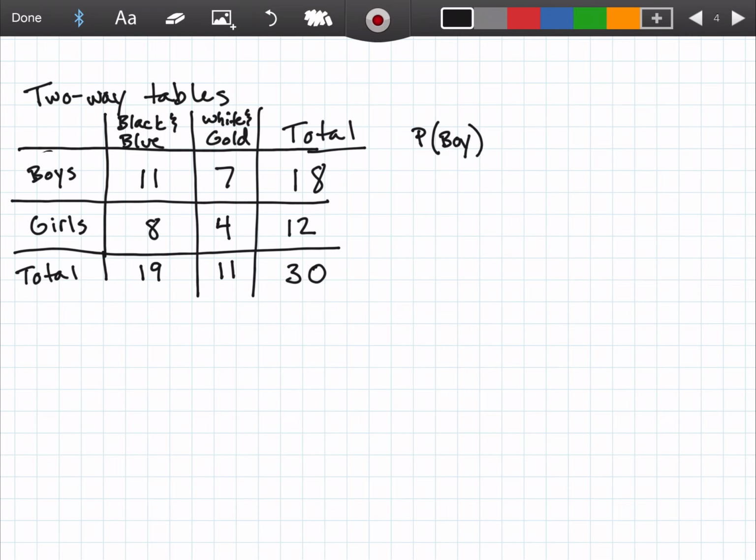Okay, first, the probability that we pick a boy at random. Well, how many boys are there total? 18 out of 30. And I could reduce that fraction, or I could give it to you as a decimal or a percent. I think today I'm going to choose decimal. Actually, it's going to be percent. Probability that someone chosen at random is a girl. Well, there are 12 girls out of a total of 30. So that should become 40%.